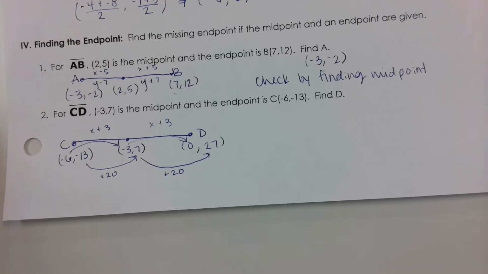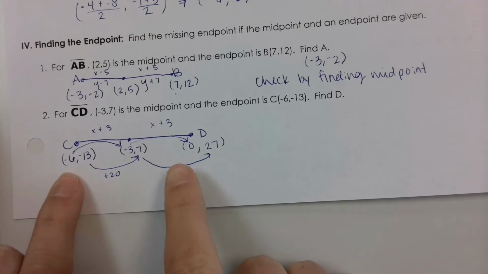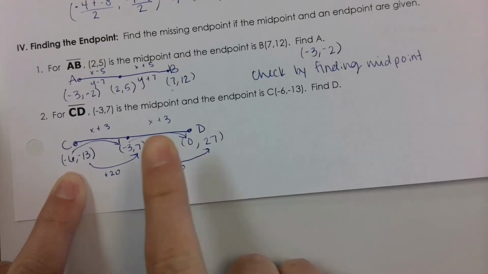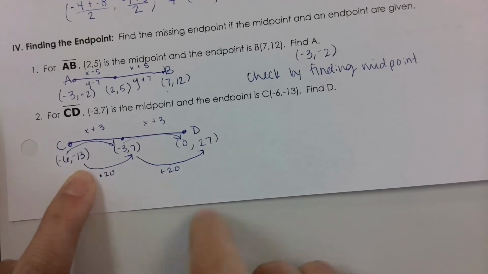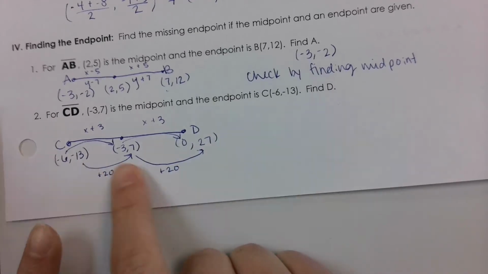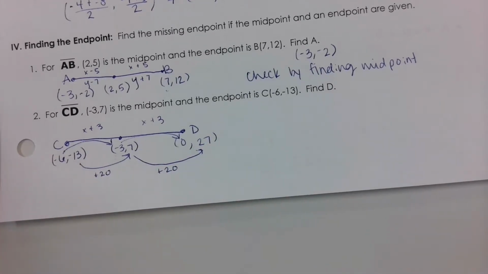So how would you double check your answer? Find your midpoint. So negative 6 plus 0, divided by 2, is negative 3. That checks out. Negative 13 plus 27 is 14, divided by 2. So that checks out. We all right?